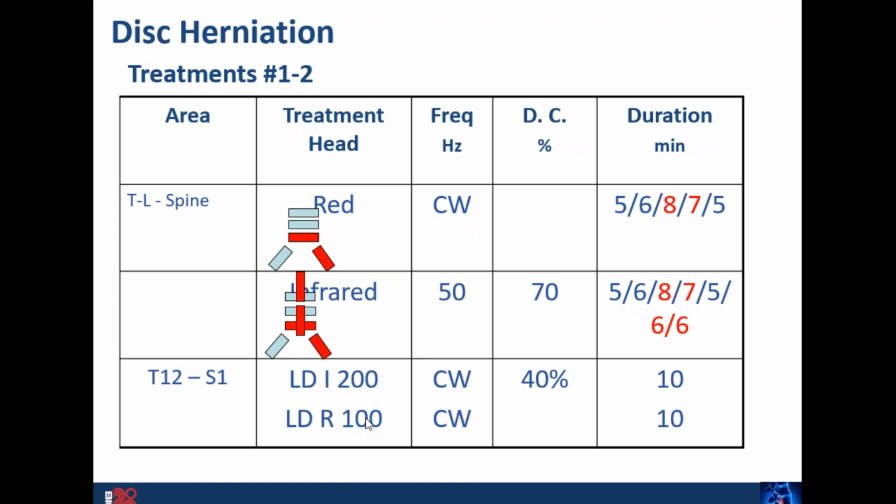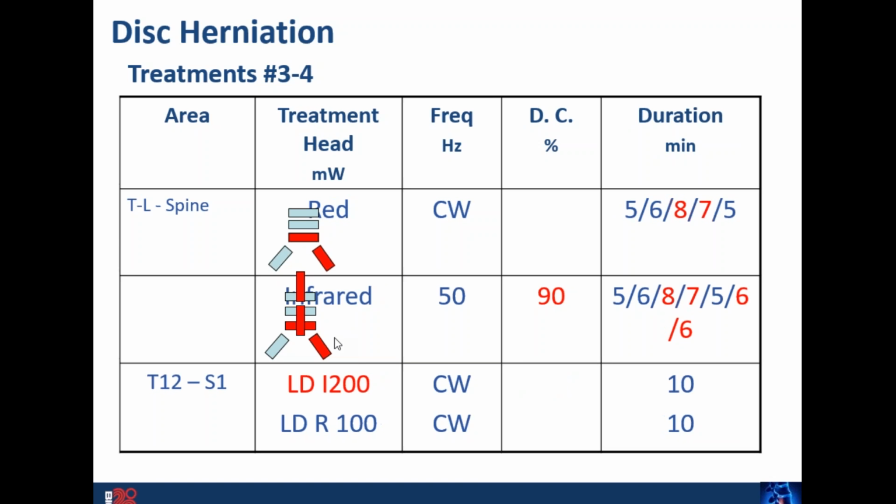Overall, there's certainly enough evidence now in the research to suggest that using both red and infrared is superior to just using infrared. And we use a total of 10 minutes for each of these probes, a substantial amount of time to affect and get enough light into the deep regions of the lower back.